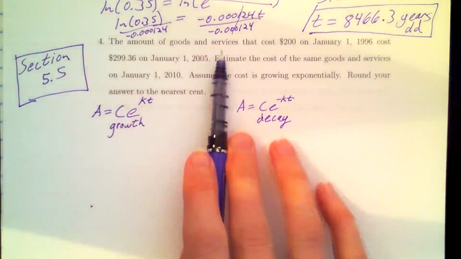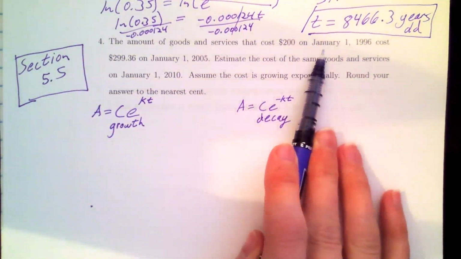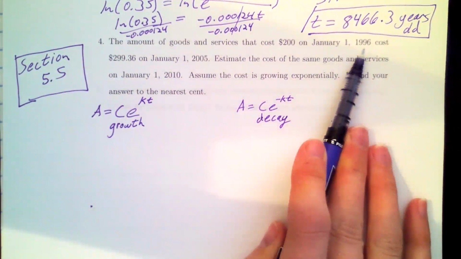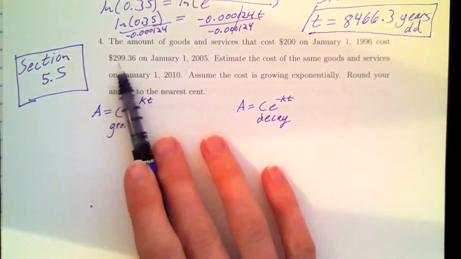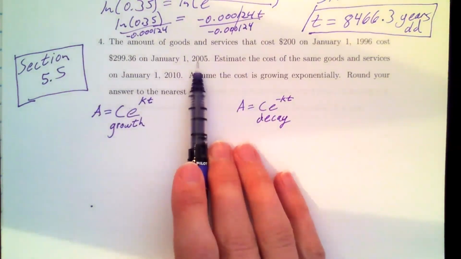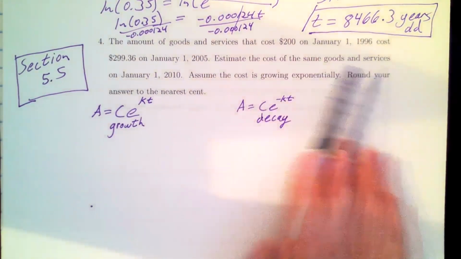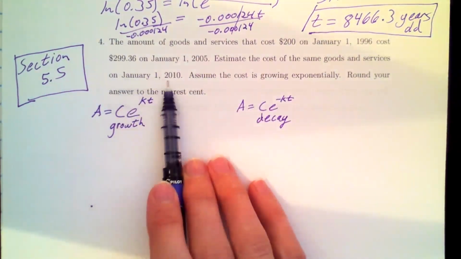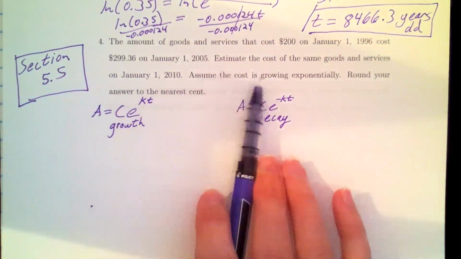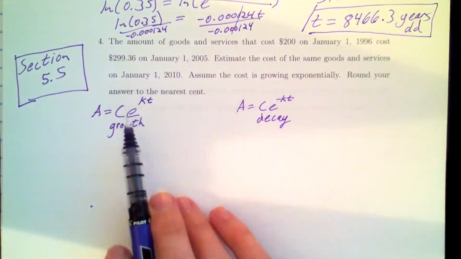The amount of goods and services that cost $200 in January 1996 cost $299.36 in 2005. Estimate the cost of the same goods and services in 2010. And then it says assume the cost is growing exponentially. Round your answer to the nearest cent.